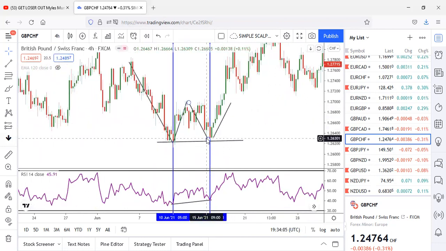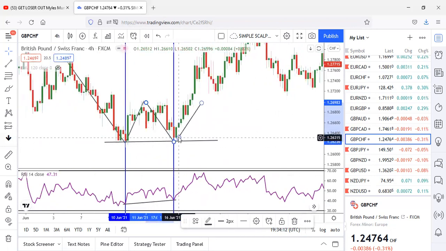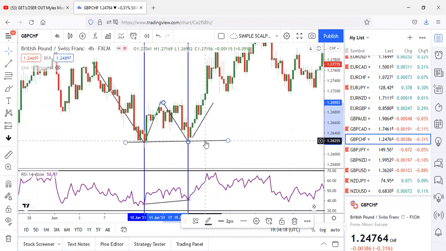So once price touches this place and you spot divergence, the next thing you want to look out for is to go to 5 minutes or 15 minutes, then look out for your sniper entry. It's as simple as that.